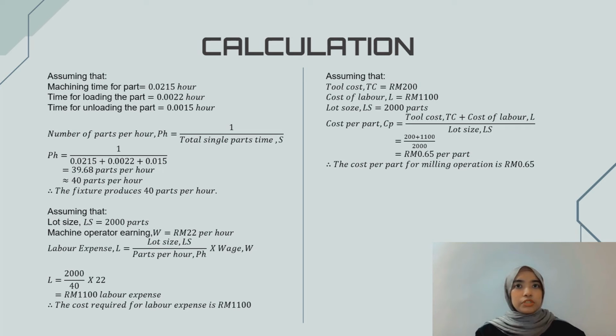Then we assume that the total cost is 200 ringgit, the cost of labor is 1,100 ringgit, and the lot size is 2,000 parts. With the formula, cost per part equals total cost plus cost of labor divided by lot size, we get 65 cents per part.